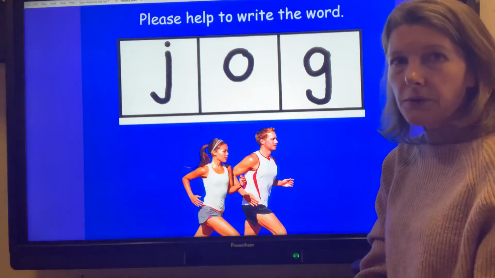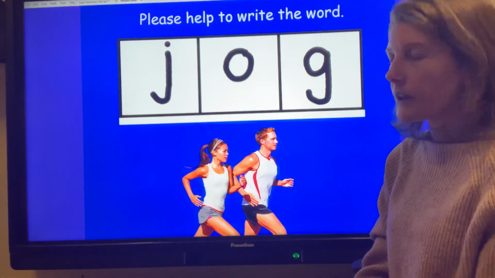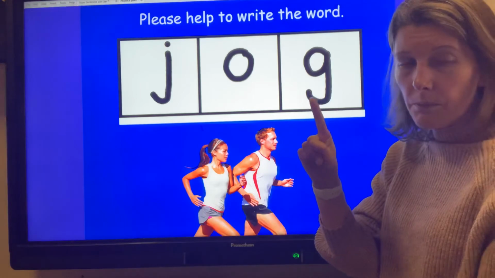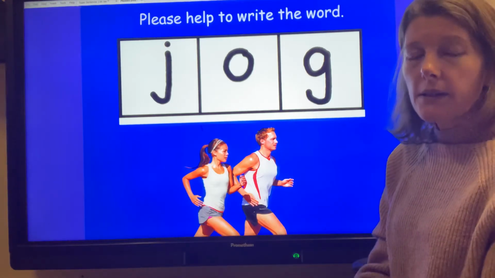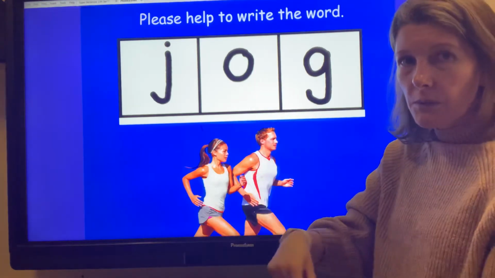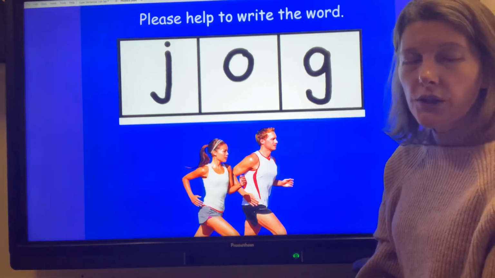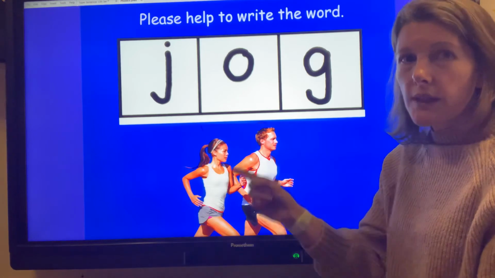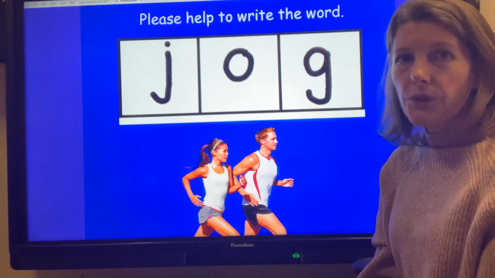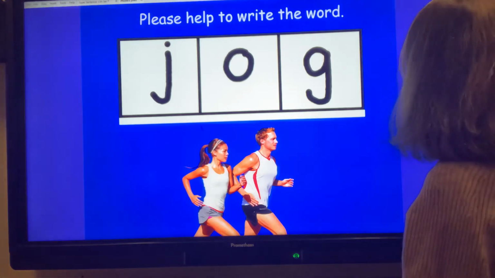Think about your letter formation. Make sure you're not taking your pencil off the paper, so it's one fluid motion. We keep our pencil on the paper all the time unless we're dotting our j or our i or crossing our t or our f. Try and keep it on the paper. Okay.